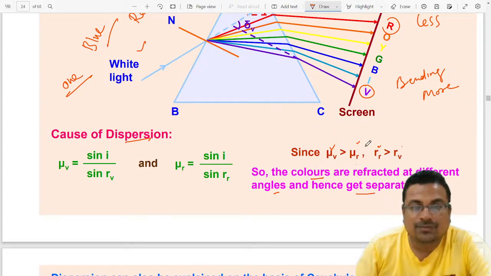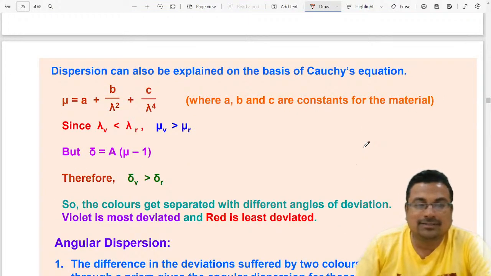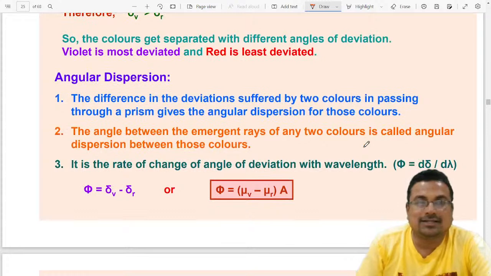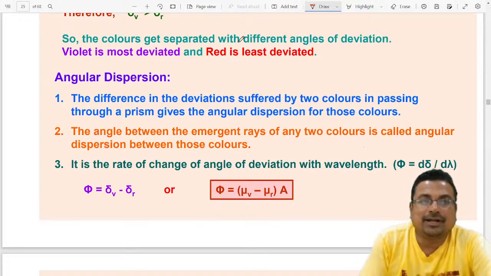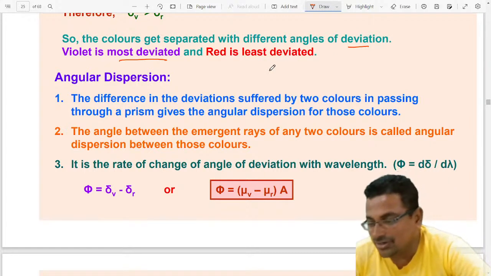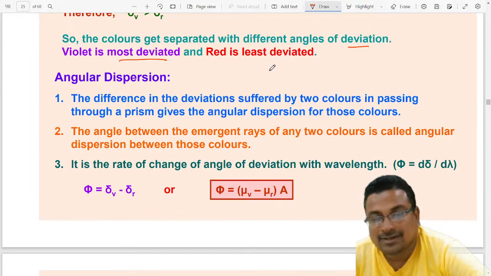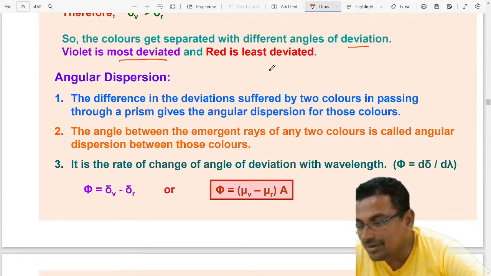Let's just see here the colors separated with different angles of deviation. Violet is more deviated, red color is less deviated. Out of seven colors, yes, Akshita ji, your answer is right. Red color is deviated less. The violet color is deviated more.